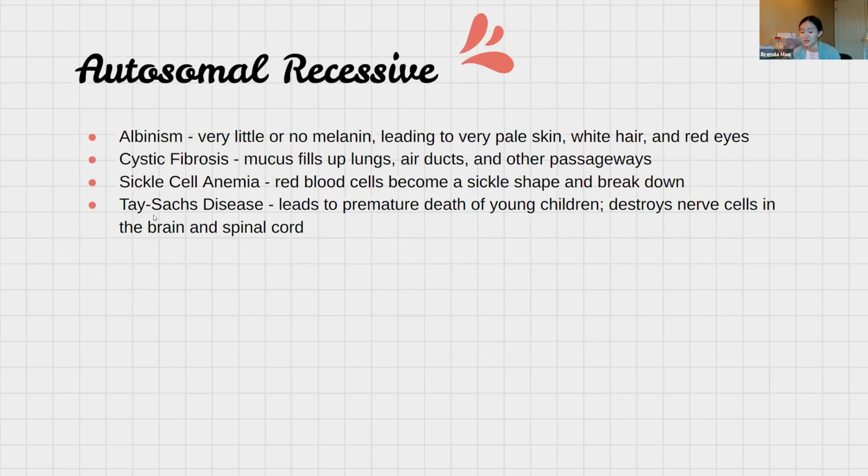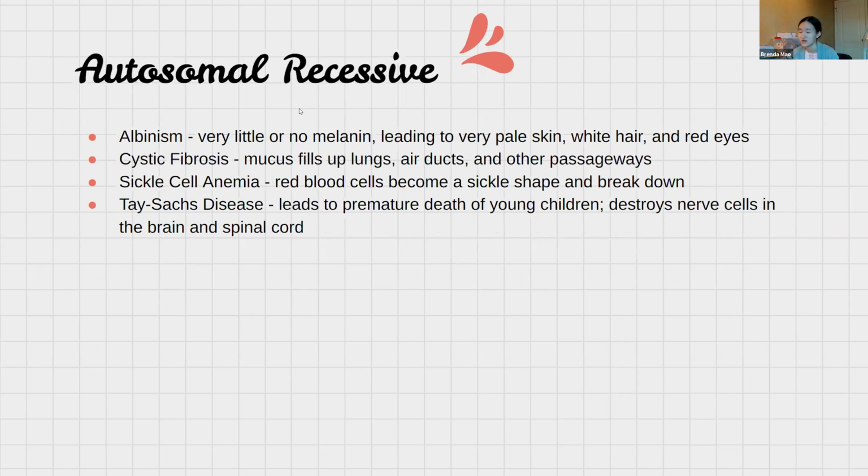And then we have autosomal recessive. So albinism, I don't know how to pronounce it, means that they have very little or no melanin. Melanin is the pigment that colors your skin, eyes, and hair. So people with albinism have very pale skin, white hair, and red eyes, like bunnies.